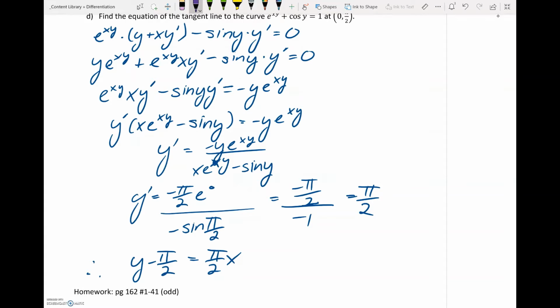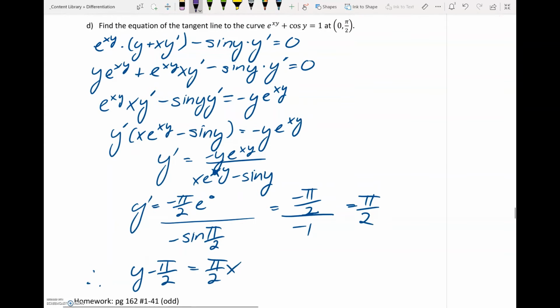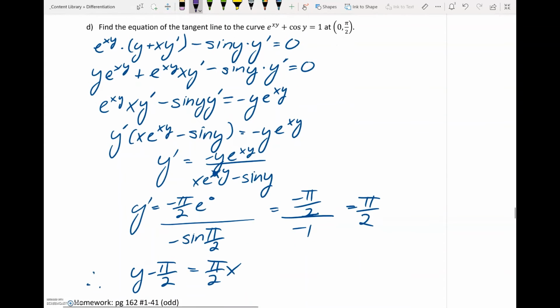Then finally, you're going to plug your slope and your point into the standard way of writing an equation. So y minus pi over 2 is equal to our slope multiplied by x minus 0, or in this case just pi over 2 x once you simplify. And that's it.